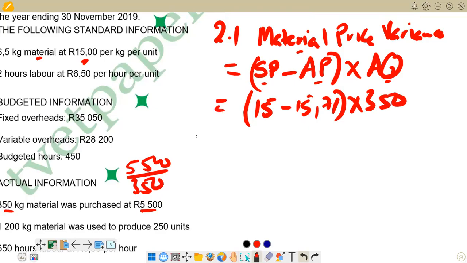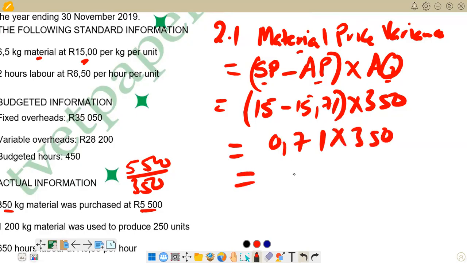So by calculating this now, 15 minus 15.71, then we multiply by 350, the answer that we're supposed to get there, obviously, by saying 15 minus 15.71, you're going to get 0.71. Then you multiply by 350, and obviously, there you calculate to get the correct figure, you get 248.50.